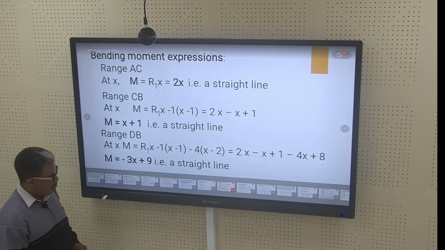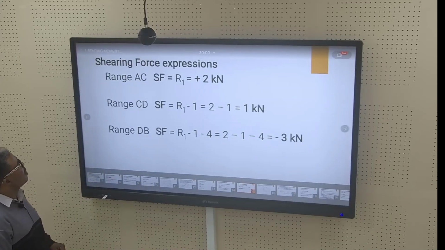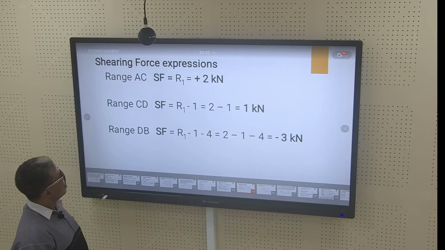So let's see for the shearing forces. Taking the range of AC, the shearing force will be R1, which is 2 kilonewton. The range of CD is R1 minus 1. R1 is 2, so 2 minus 1, it becomes 1.